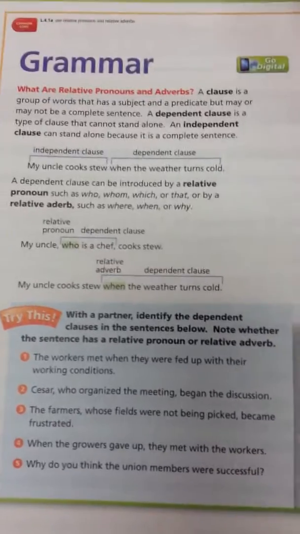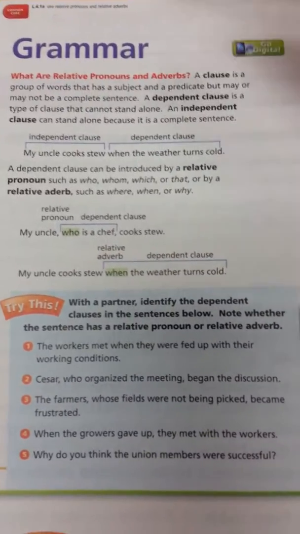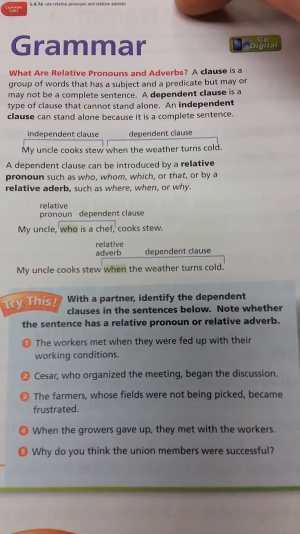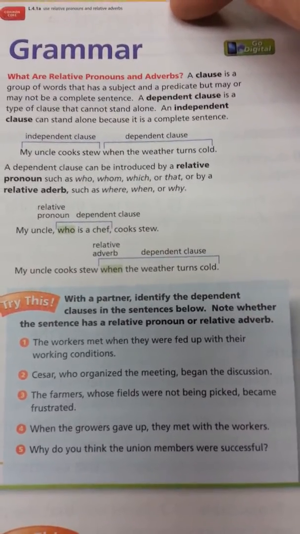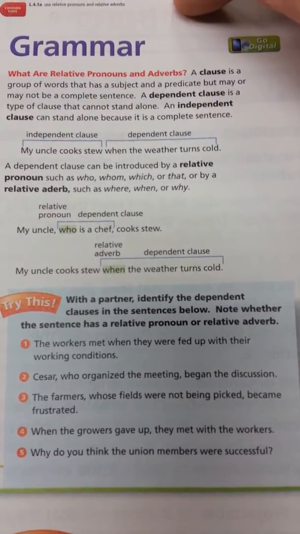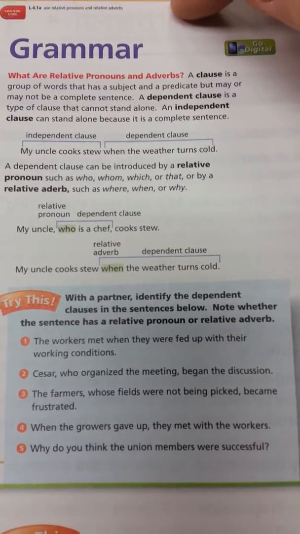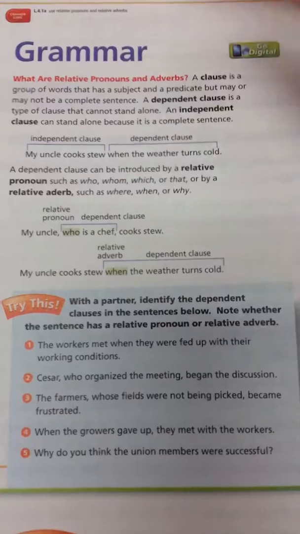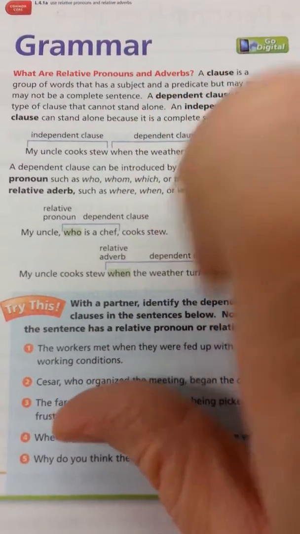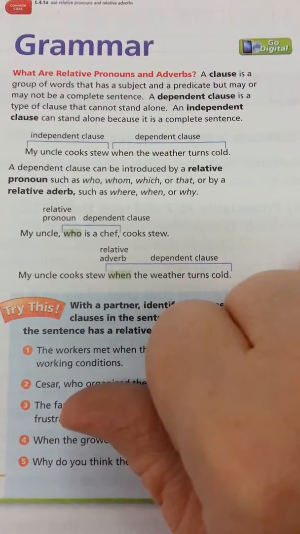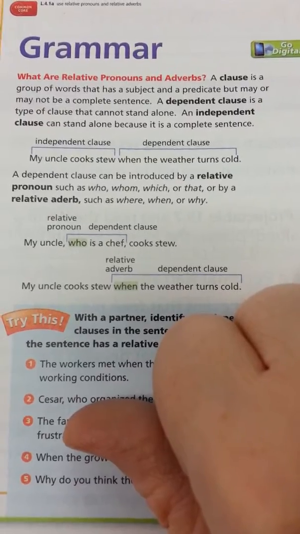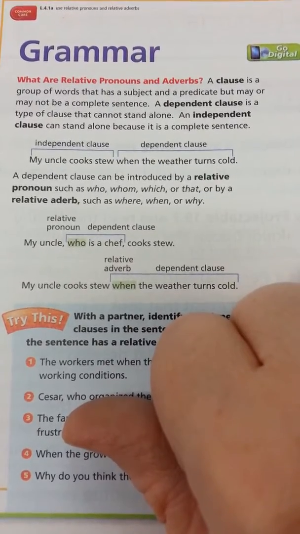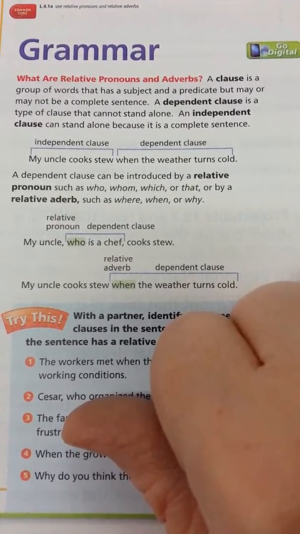Okay, let's go over the grammar page again. We asked what are relative pronouns and adverbs. A clause is a group of words that has a subject and a predicate but may or may not be a complete sentence. A dependent clause, remember we talked about that. A dependent clause is a type of clause that cannot stand alone. An independent clause can stand alone because it is a complete sentence.